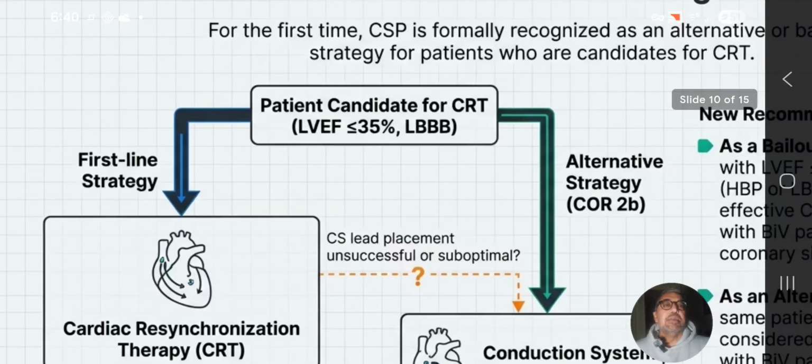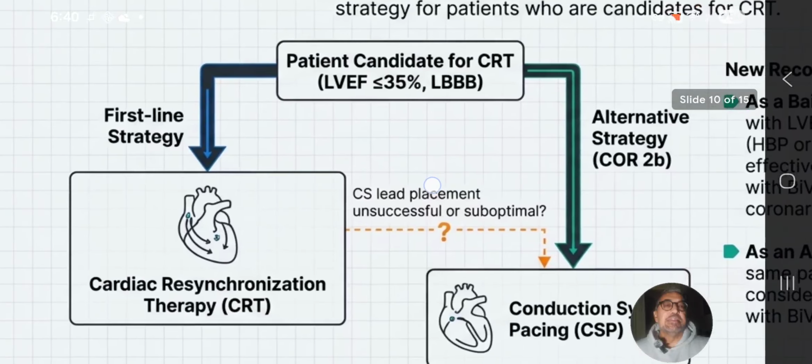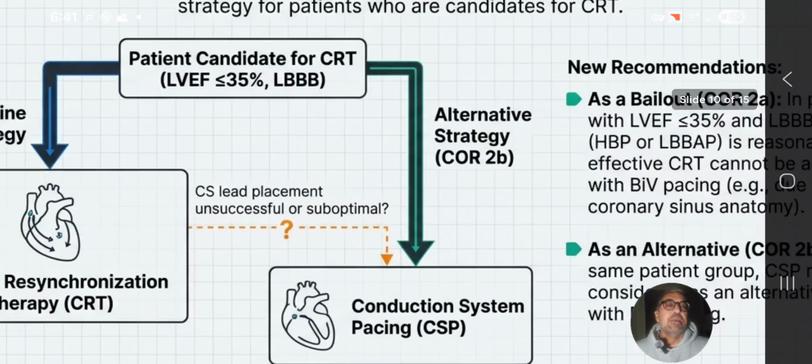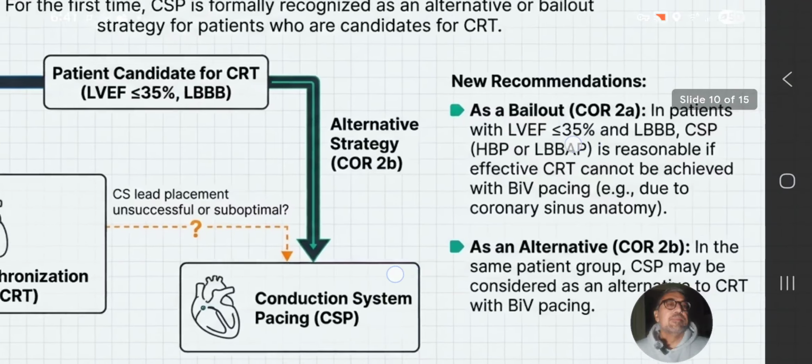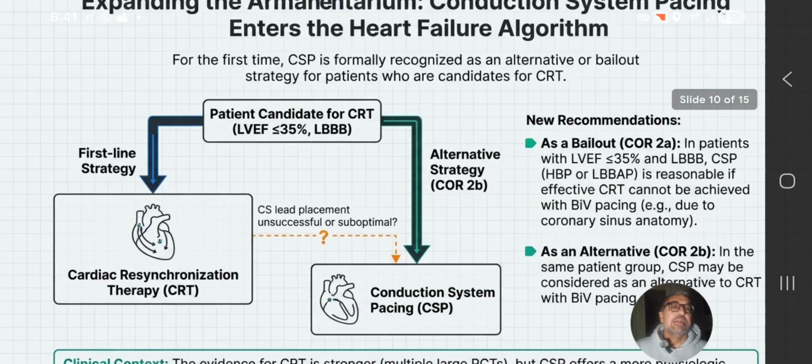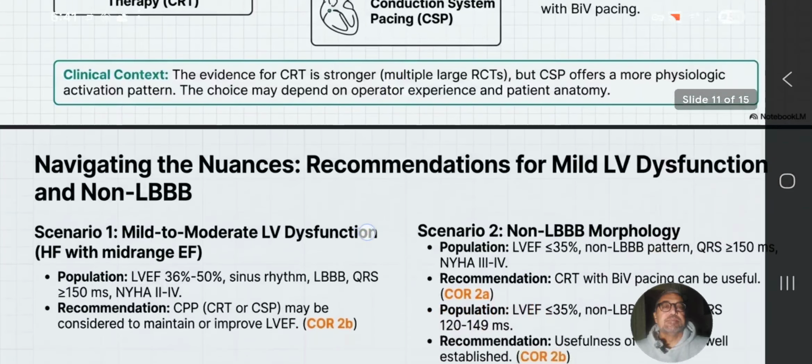So, if the patient is a candidate for CRT, EF is less than or equal to 35%, left bundle branch block morphology, the first-line strategy is cardiac resynchronization therapy. The alternative strategy is conduction system pacing. Or if CRT failed because you're not able to pace the left-sided lead, then you may consider conduction system pacing as a bailout.